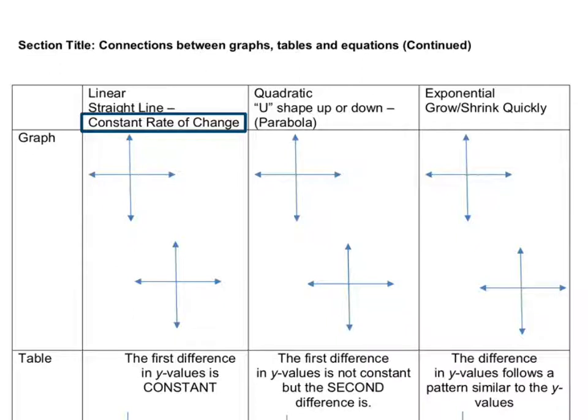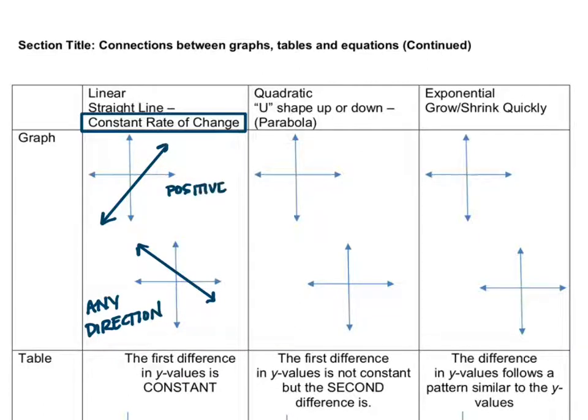Now what we know from graphing so far is that a constant rate of change is going to have a straight line. There's going to be no curves. So it could be a positive straight line, a negative straight line, a flat line, a vertical line, a horizontal line. In this first graph, we're going to make it have a positive slope. And in the second graph, we're going to have it be a negative slope. This can be in any direction.